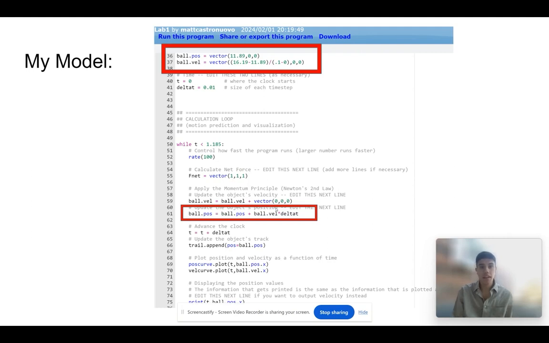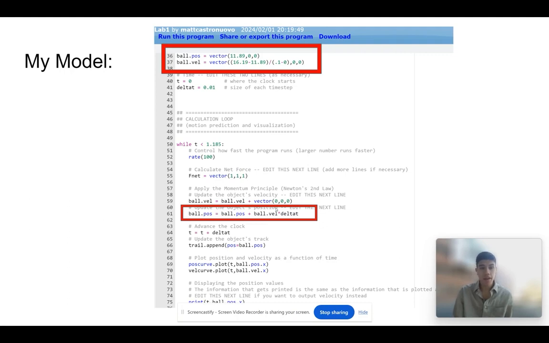So the key components of my coding: in lines 36 and 37, I input the initial position and velocity of the cart. Its initial position was 11.89 centimeters, and its initial and constant velocity was found by taking the first two observed points of the cart. So its initial position minus the next point that the cart is observed at, over the delta time that it took for the cart to move to that next position.